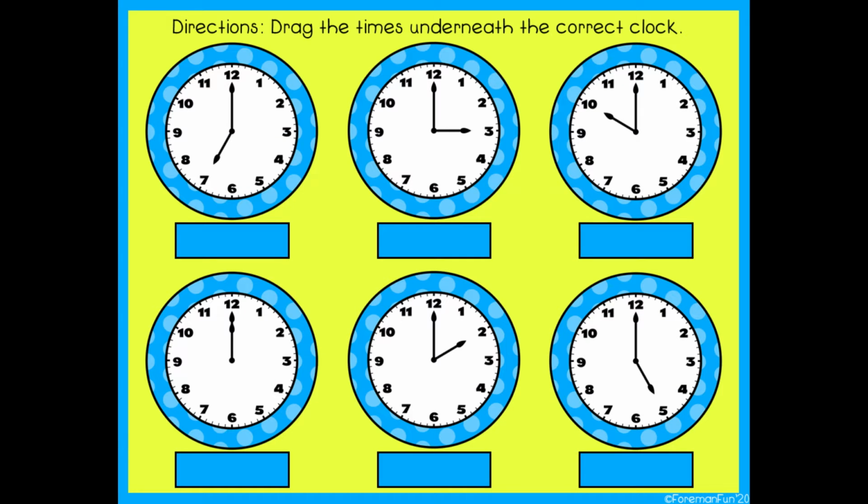Hi, boys and girls. We're looking at analog clocks today, and we're working on time. So when we look at an analog clock, these are the kind of clocks that you would see in a school building hanging up on a wall. The other kind is digital, and that's the kind that you see on your computer or on a cell phone or on the microwave. So we're talking about the analog clock, though.